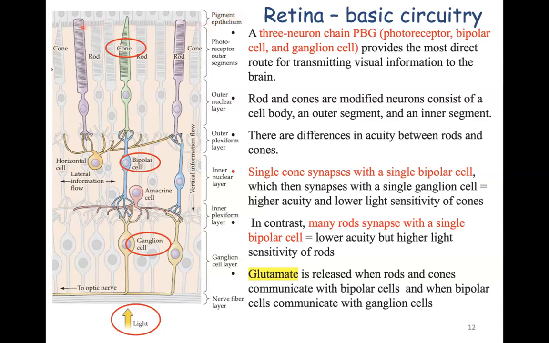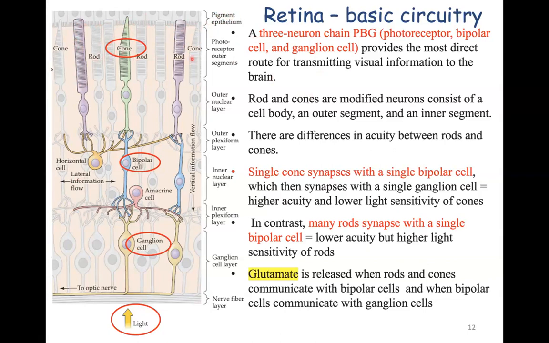Pigment epithelium is very dark, which is what allows the light to reach here and not be reflected off, therefore allowing the rods and cones to detect as much of the light falling on the pigment epithelium as possible. Now, what are we talking about when we say the 3-neuron chain?